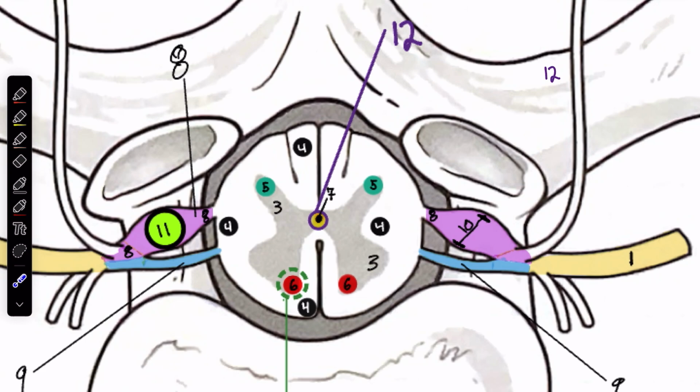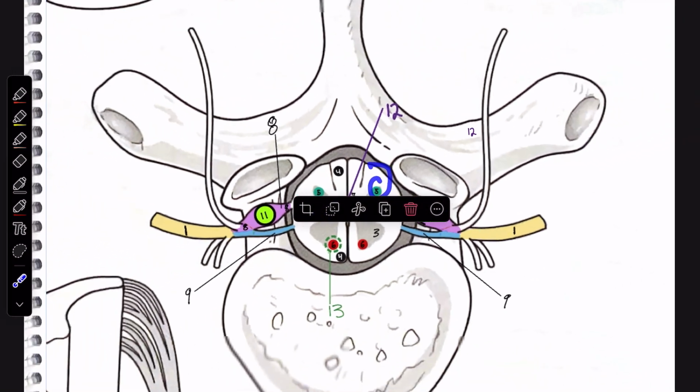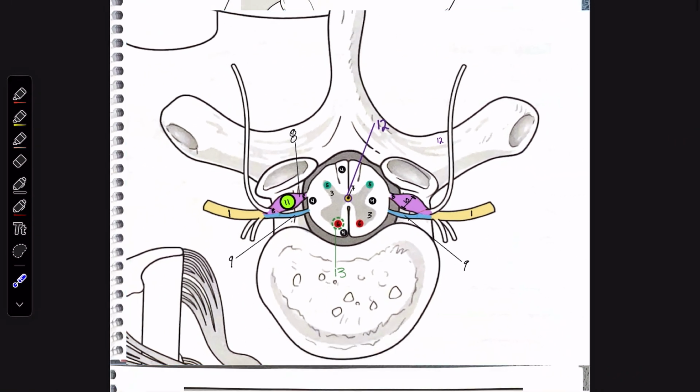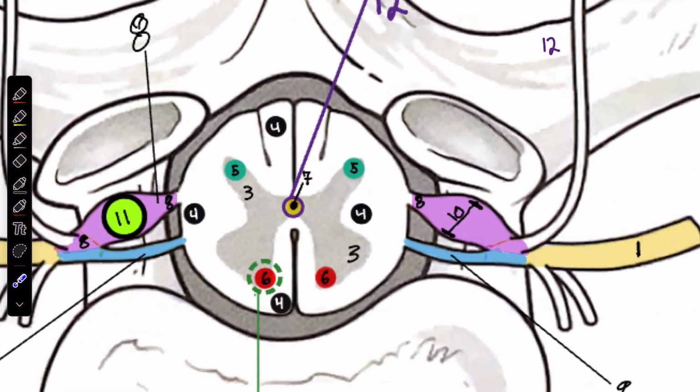Number five, that's going to be your dorsal horn. If you remember learning the vocab, dorsal meaning the backside, that's definitely going to help here. And then number six being the ventral or the belly horn. Number seven is going to be your central canal. It's the very center of this in the black. Eight is going to be your dorsal root, so that's the purple.